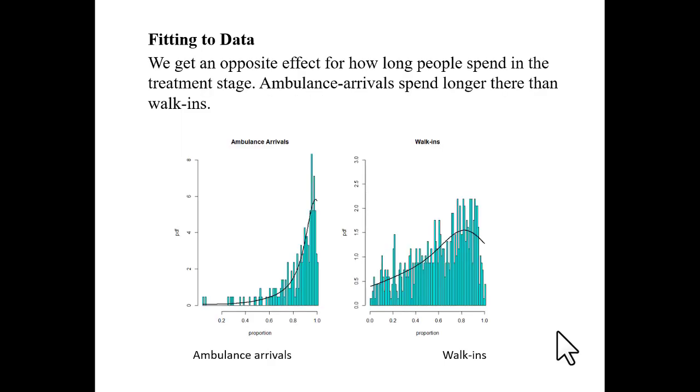If we now look at the opposite effect for how long people spend in the treatment stage, we get a similar story. Ambulance arrivals spend longer there than walk-ins, as we would expect. And again, we can see that the fitted distributions are doing a good job of matching the data. And in both of these cases, the zeros and the ones are zeros and ones.